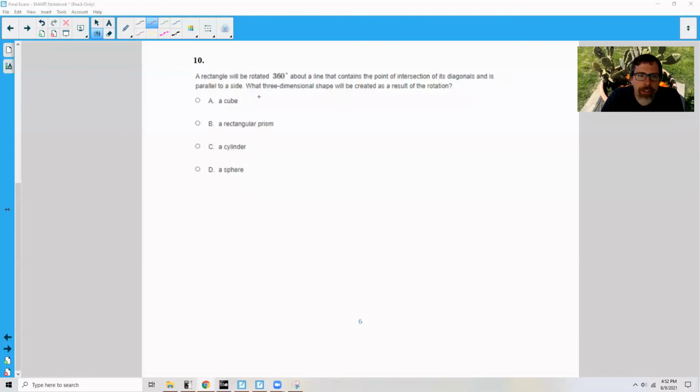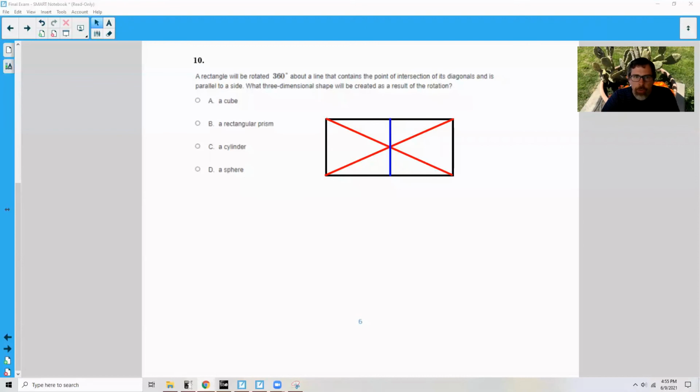Okay, number 10. A rectangle will be rotated 360 degrees about a line that contains the point of intersection of its diagonals and is parallel to the sides. So the first thing I would do in this problem is draw a rectangle. So let me do that. Okay, so I read ahead a little bit, so I drew what it said. I don't recall seeing any of my students drawing this diagram, but you should. So I drew a rectangle in black.